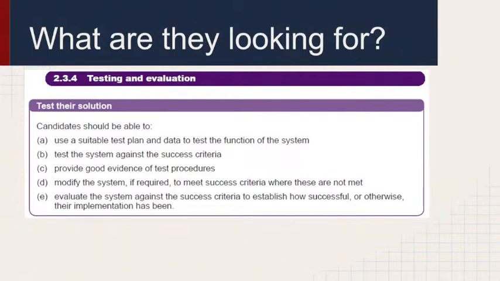To modify the system if required to meet success criteria if these are not met. So if your stuff fails or doesn't work, this is good. You need to record that it has not worked and then record what you did to make it work. It is better to do something wrong and correct it than to do something wrong and hide it.